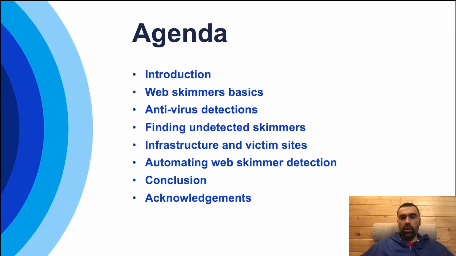In this talk, we'll look at web skimmers, we'll do a brief introduction, and then we'll check how the antivirus industry is detecting these web skimmers. In particular, we'll look at the use case of using VirusTotal and then applying certain rules written in YARA to identify new web skimmers. And then I'll show what we're looking after, which is essentially identifying new infrastructure, identifying new victim sites, and doing so in an automated way.